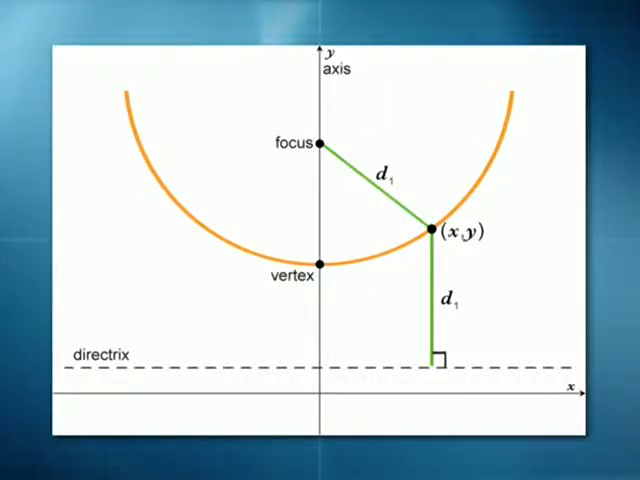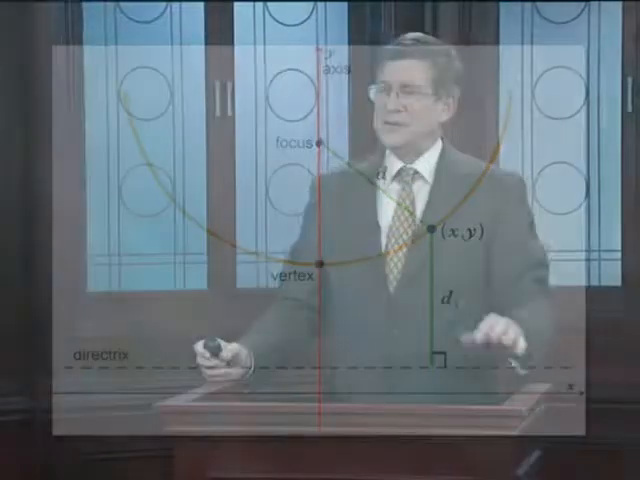Now, there's some more words here. The midpoint between the focus and the directrix is called the vertex, and that's indicated on the graph there. And then the line passing through the focus and the vertex is called the axis of the parabola. And that also is indicated. There's the axis of the parabola. So, with this definition of a parabola as a locus of points, you can derive the equations of parabolas. And that derivation's not very pleasant, and I don't think I'll do it today. But here's the resulting set of equations for parabolas.